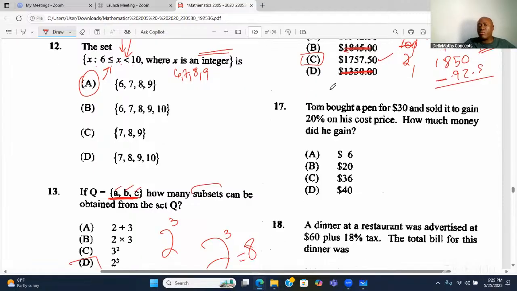Let's go for number 17. For number 17, it says, Tom bought a pen for $30 and sold it to gain. Got to pay attention to that. 20% on his cost. Everybody work that out for me. How much money did he gain? Can you give me some answers quickly? Let's go. How much money did he gain? Let me see what you're picking.